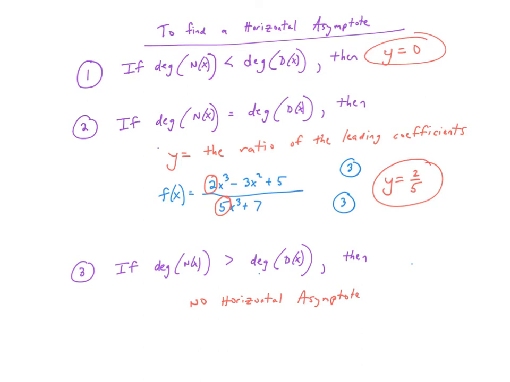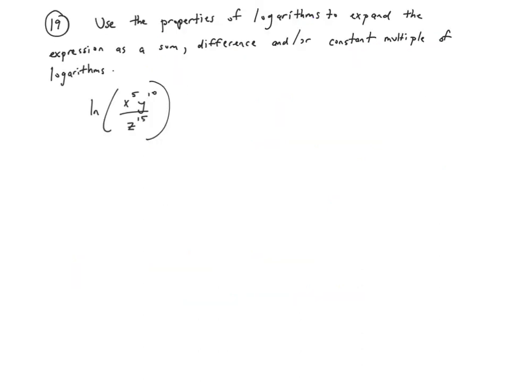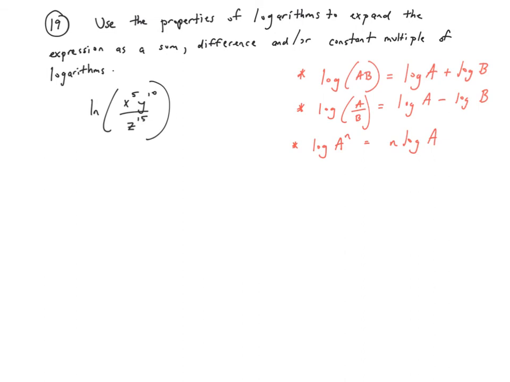horizontal asymptote. Number 19. Use the properties of logarithms to expand the expression as a sum, difference, and/or constant multiple of logarithms. For this problem, we should remember our rules for expanding or condensing logs. First, identify an anything and a bennything. We can see now that we need to use the quotient rule.